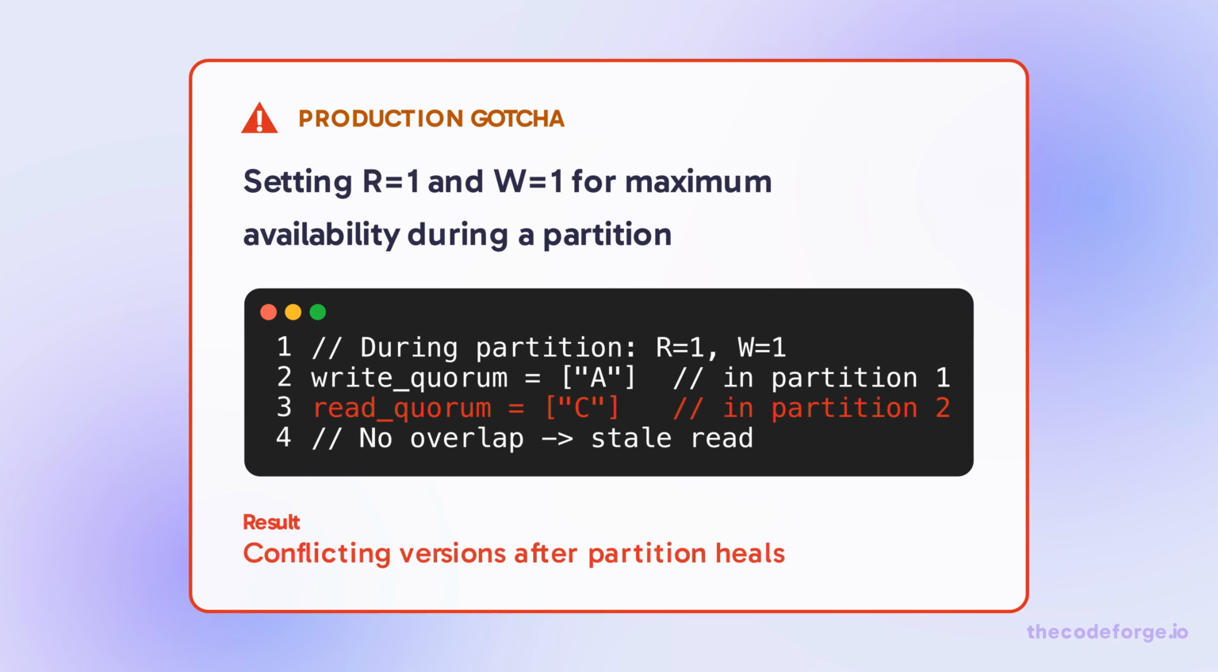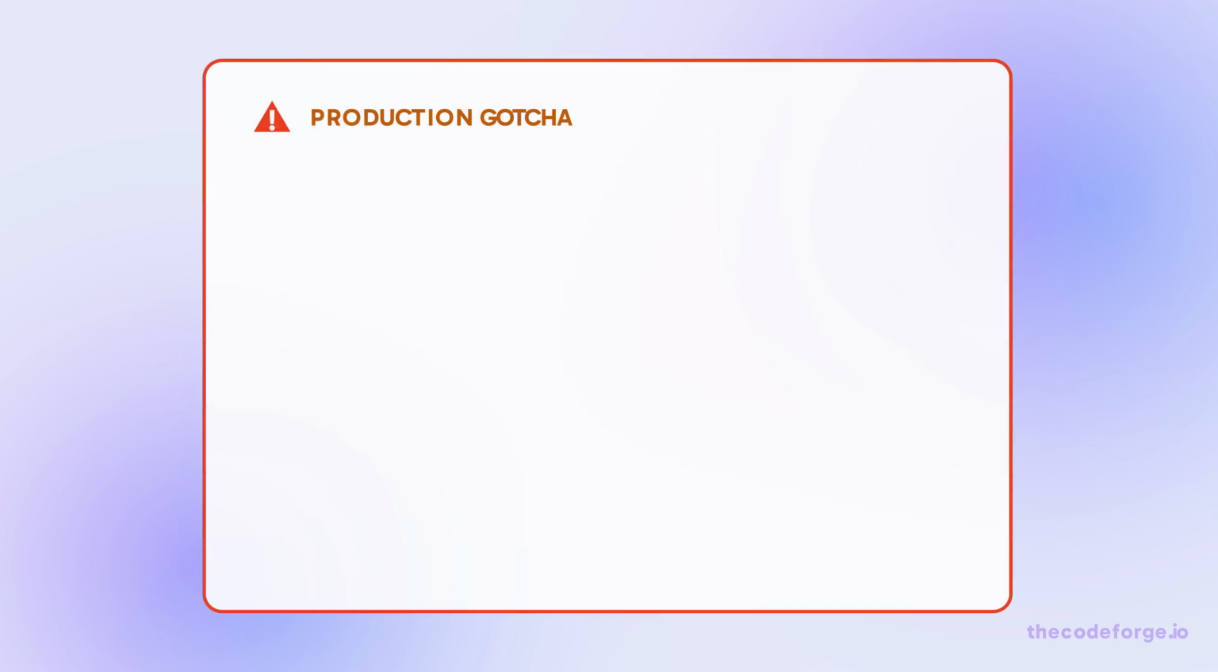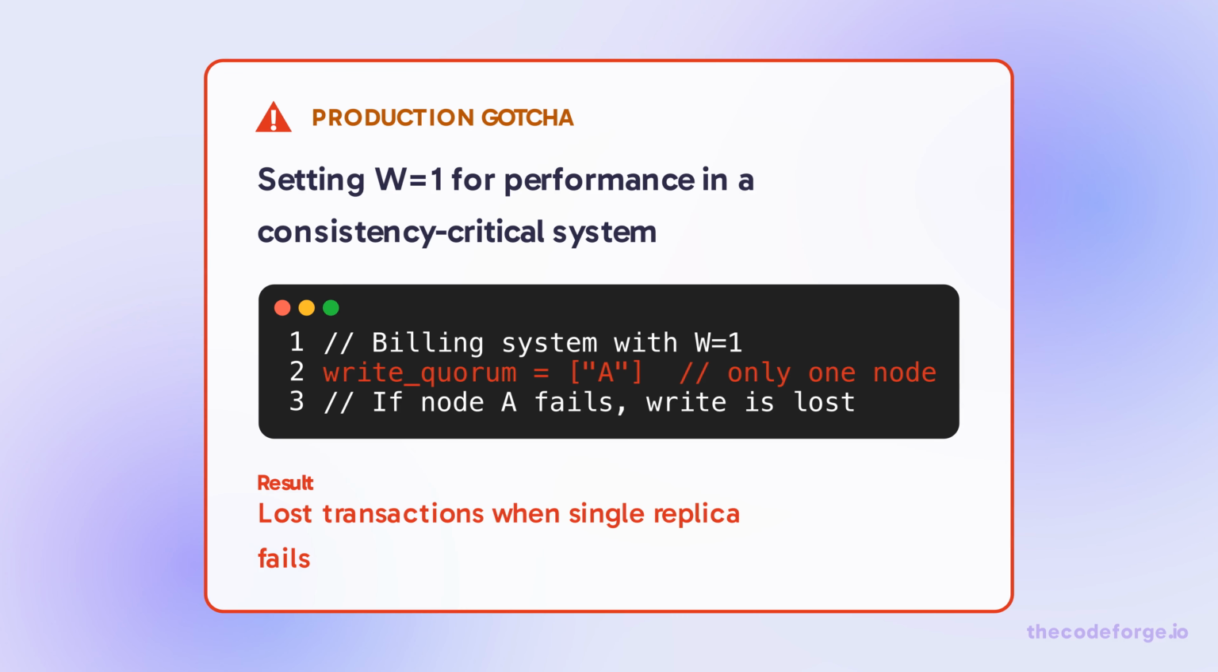I once saw a team set R equals 1 and W equals 1 for maximum availability during a partition. Every node accepted writes independently and reads returned local data. When the partition healed, they had conflicting versions with no resolution strategy. Data loss was inevitable. Never set W equals 1 in a system that requires consistency.